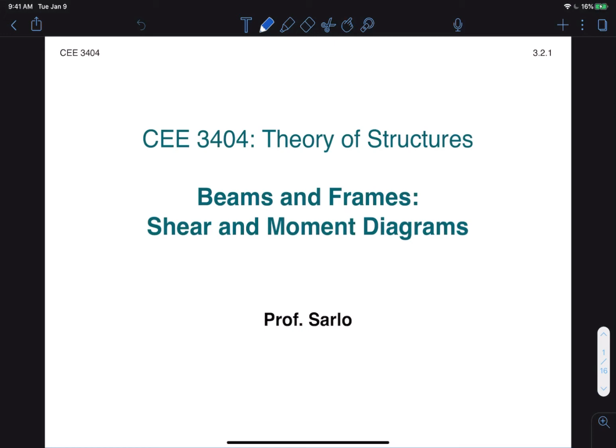Welcome to Lesson 3.2. In the previous lesson, Lesson 3.1, we learned how to identify stable frames and calculate their degree of indeterminacy. In this lesson, we'll assume that the frames are indeed determinate and learn how to calculate shear and moment diagrams.